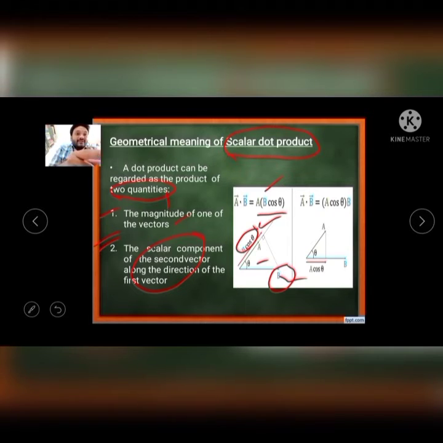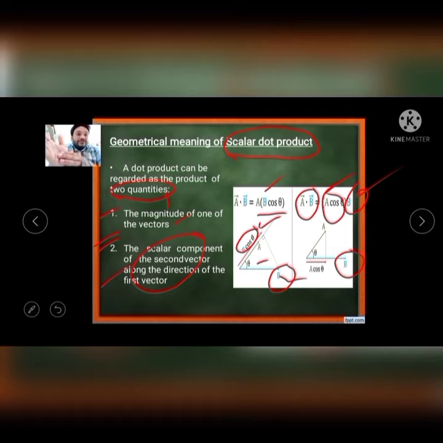So vector A dot vector B, which means the scalar product between vector A and B, is equal to the magnitude of the first vector A into the scalar component of the second vector B along the first vector. Similarly, in the second case, the dot product or scalar product between vector A and vector B can also be calculated. Here you can take this as the first vector, and the scalar component of the second vector along the direction of the first vector is multiplied by the magnitude of the first vector.